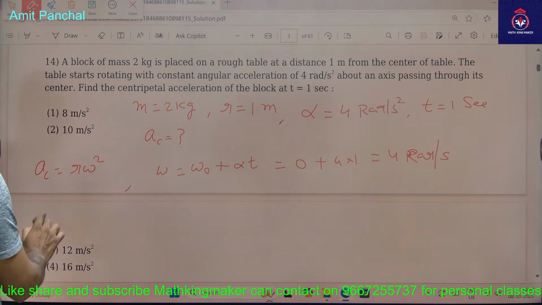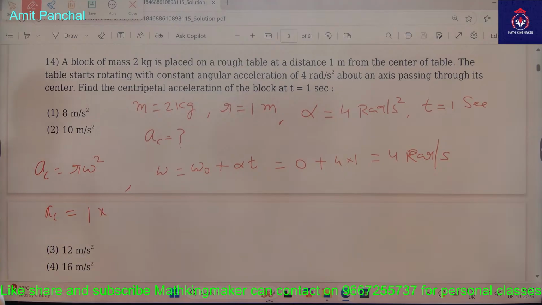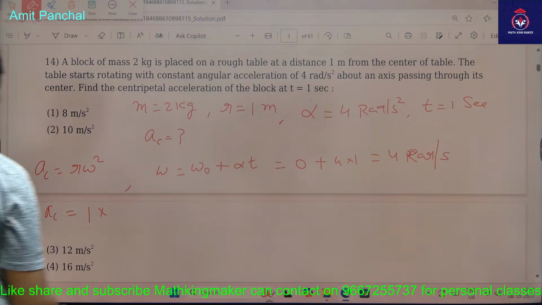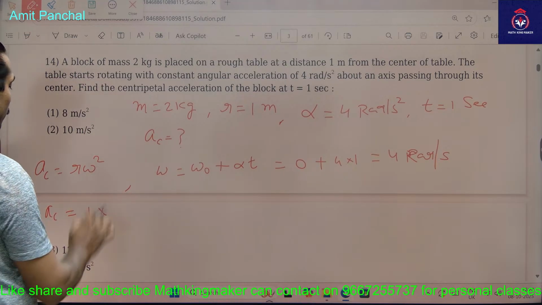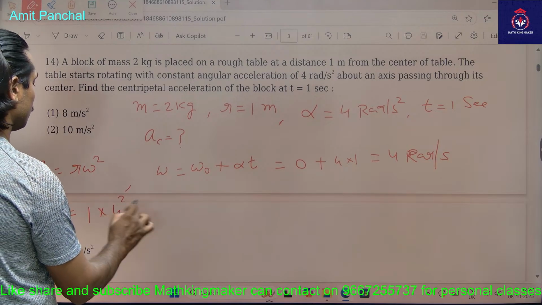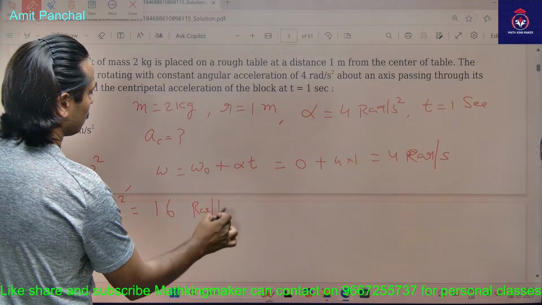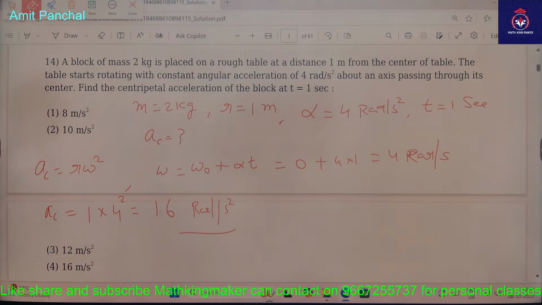Now just put the value of omega here. M r omega square is centripetal force. AC is r omega square only. Omega is 4, so 4 square. That means 16 radian per second square. So that will be the answer. Got it?